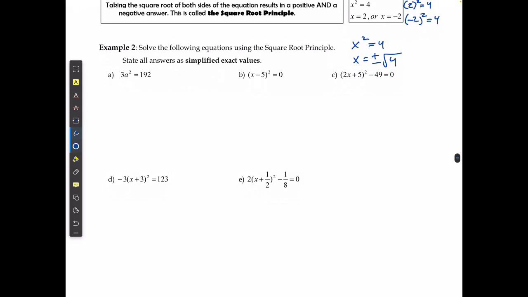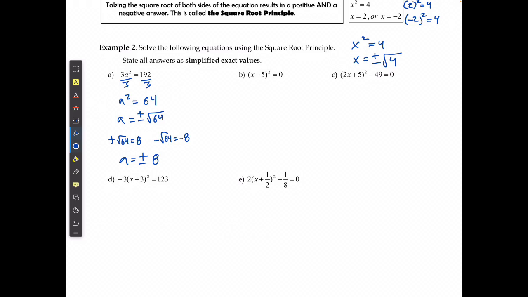So, if I'm solving these examples using the square root principle and stating simplified exact values, for example A, I'm going to divide both sides by 3. And I'm going to say that a squared is equal to 64. Then I'm going to take the square root of both sides, which means a is equal to the positive or negative square root of 64. The positive square root of 64 is equal to 8. The negative square root of 64 is equal to negative 8, which means that a is going to equal positive or negative 8.